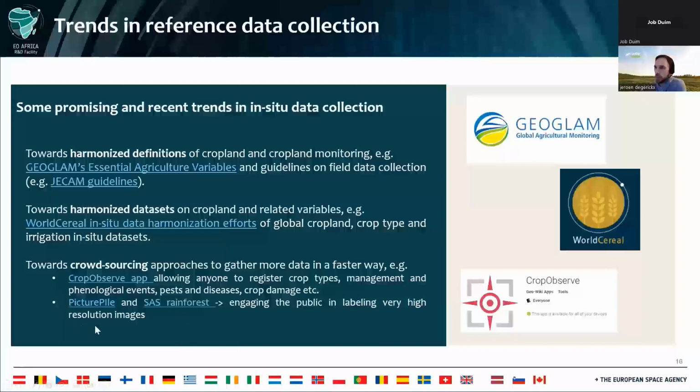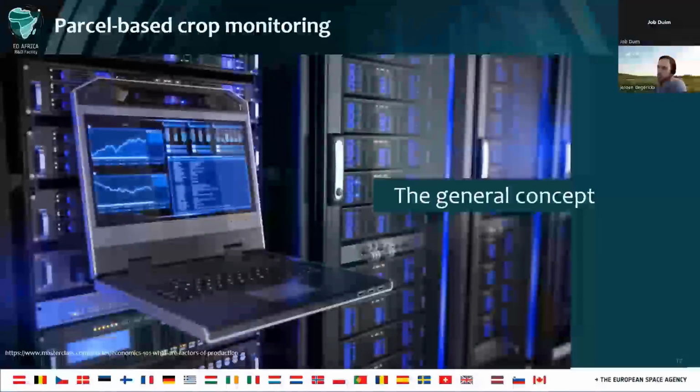And then there's another type of app which engages with the broader public, offering very high resolution images, which citizens can then start labeling. This is mainly done for land cover, to acquire a lot of reference data on land cover. But it's just an example of how we are reaching out to the public to help us in gathering these data sets. Okay.